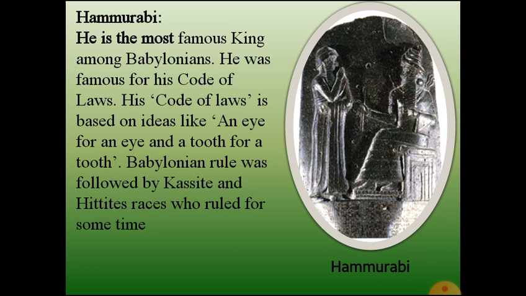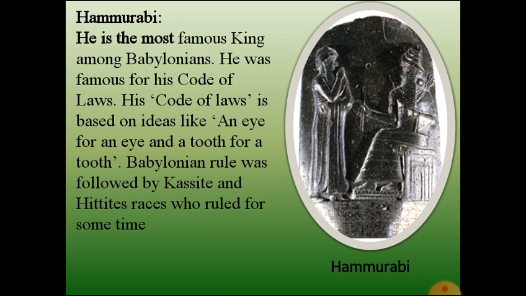Now we shall see how the kings ruled. The first king was Hammurabi. He is the most famous king among Babylonians. He was famous for his code of laws. His code of laws is based on ideas like an eye for an eye and a tooth for a tooth. Babylonian rule was followed by Kassite and Hittite races, who ruled for some time.